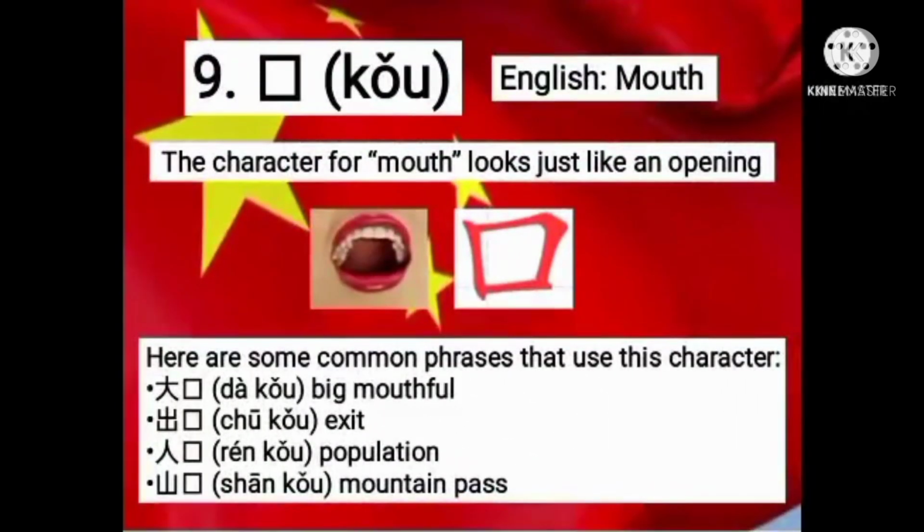Number 9 is Kou. In English, mouth. The character for mouth looks just like an opening. Here are some common phrases that use this character. Da Kou means big mouthful. Chu Kou means exit. Ren Kou means population. Shan Kou means mountain pass.